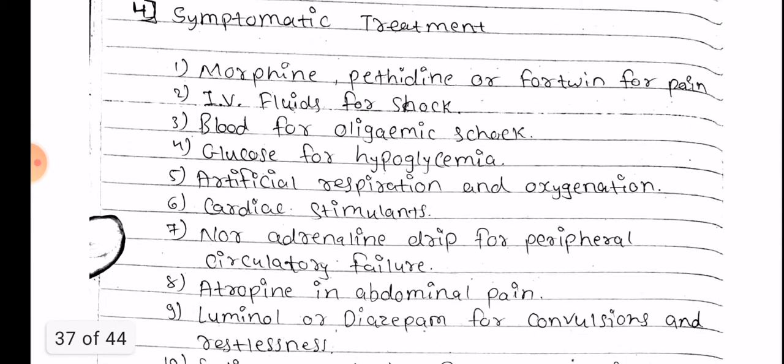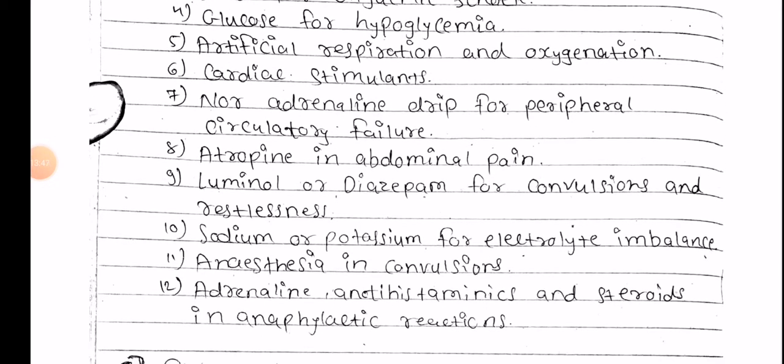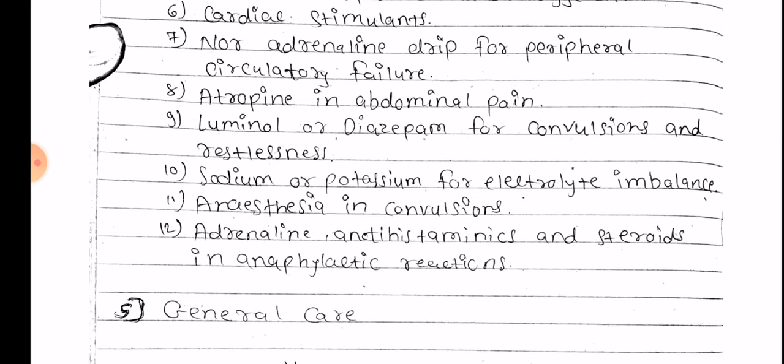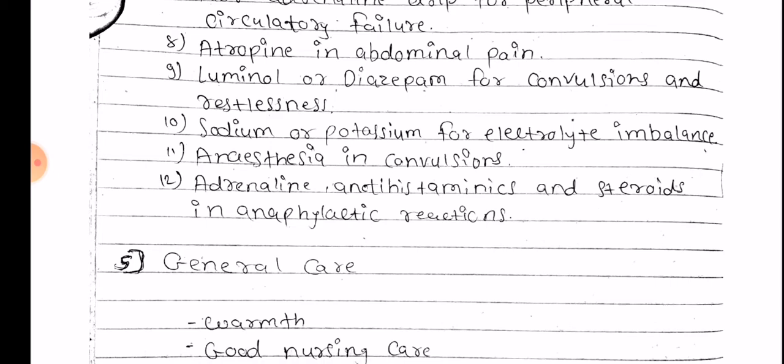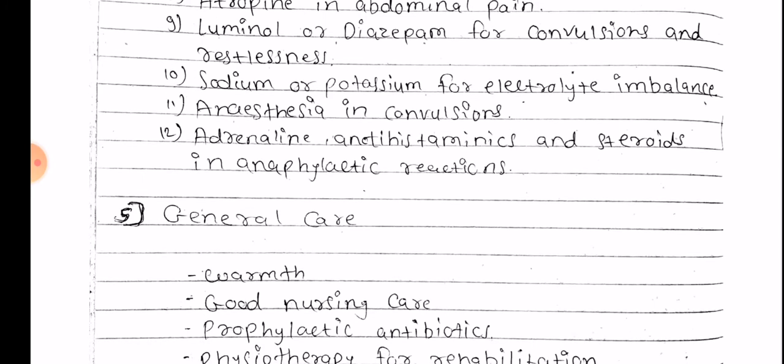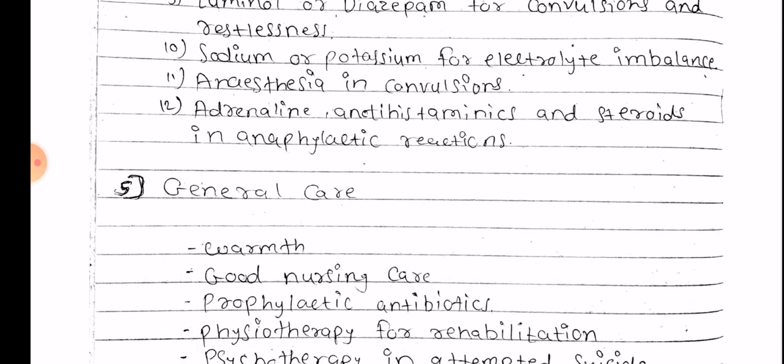Symptomatic treatment: morphine, pethidine, or Fortwin for pain, IV fluids for shock, blood for oligemic shock, artificial respiration and oxygenation, cardiac stimulants, noradrenaline drip for peripheral circulatory failure, atropine in abdominal pain, luminal or diazepam for convulsions and restlessness, sodium or potassium for electrolyte imbalance, anesthesia in convulsions, adrenaline, antihistaminics and steroids in anaphylactic reactions.